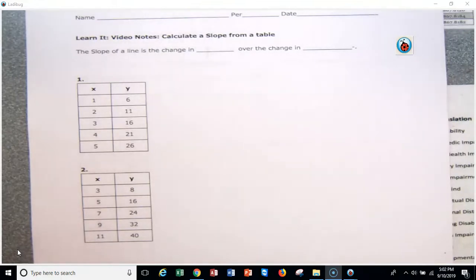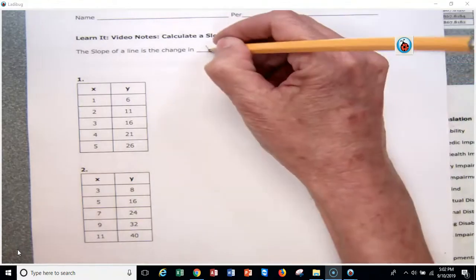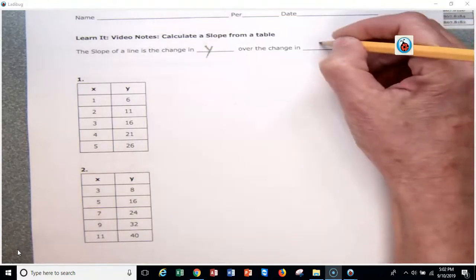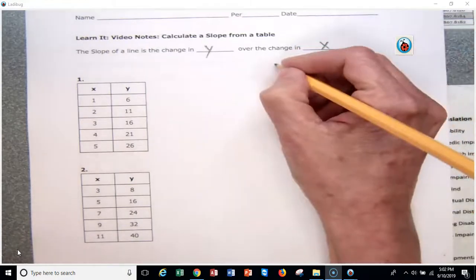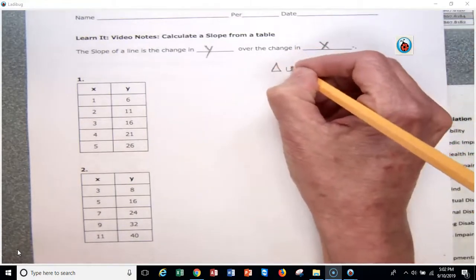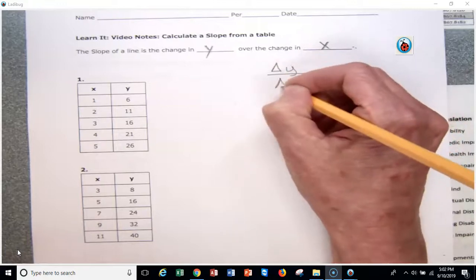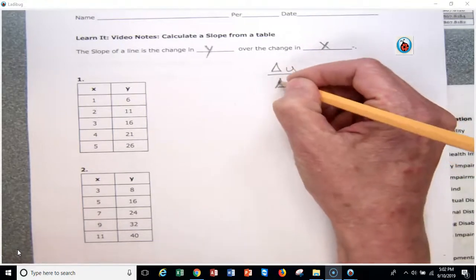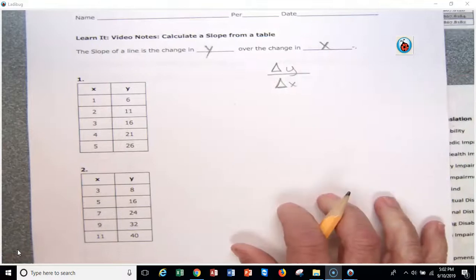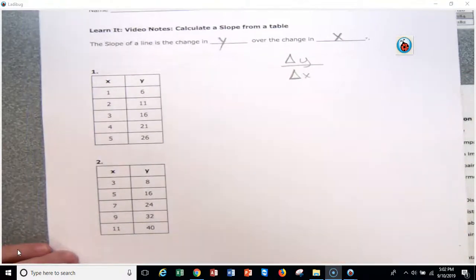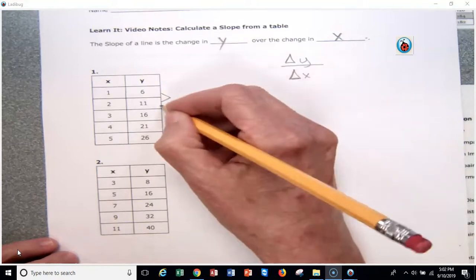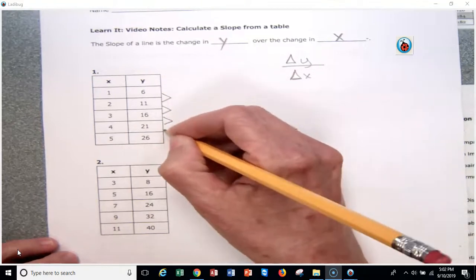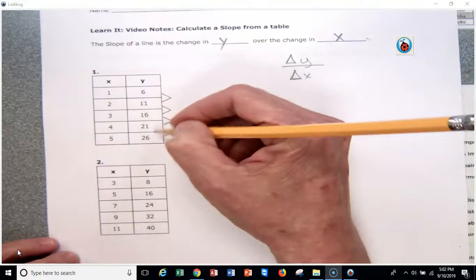The slope of a line is the change in y over the change in x. And when we write that, we usually write it like this: delta y over delta x, delta meaning the change in. So we look over here at our table, and we're trying to look at our change in y. So we're going to make these little arrows here so that we can identify the change in y.